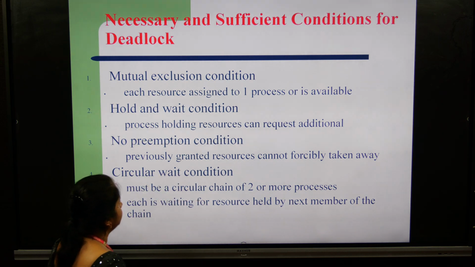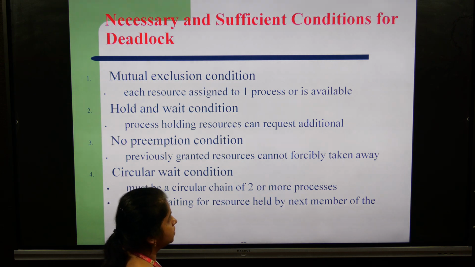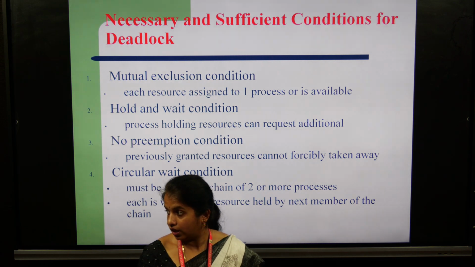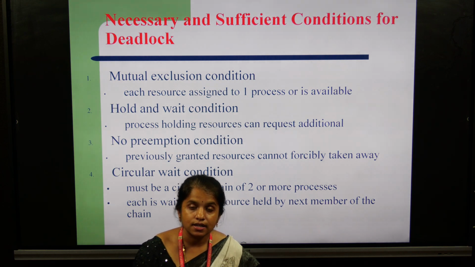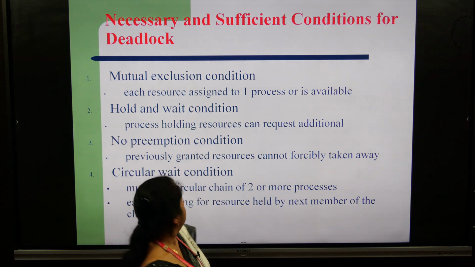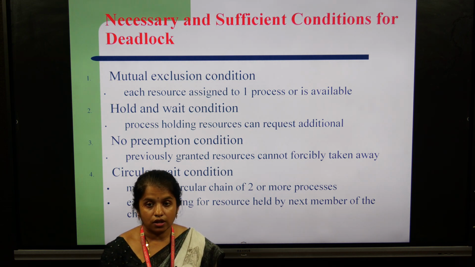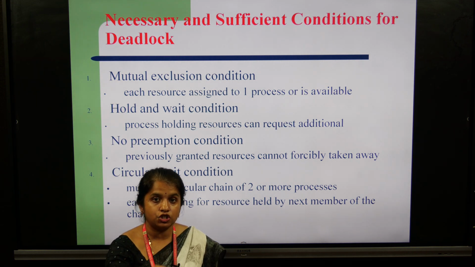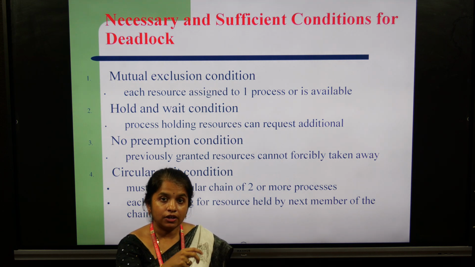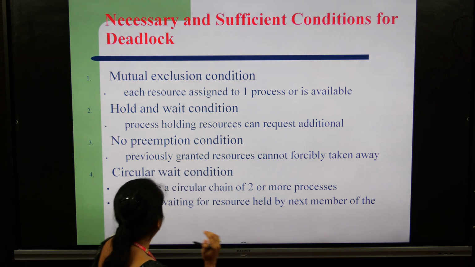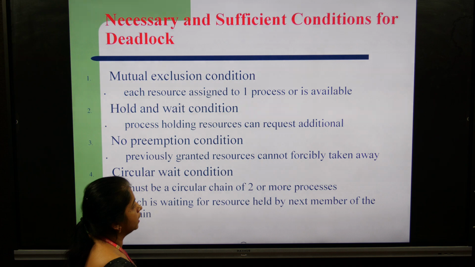Here, no preemption condition. Previously granted resources cannot be forcibly taken away. Here, what happens is the conditions where the resources are used: when a process is using a resource, that resource cannot be forcibly taken, because that is non-preemption. Circular wait condition.